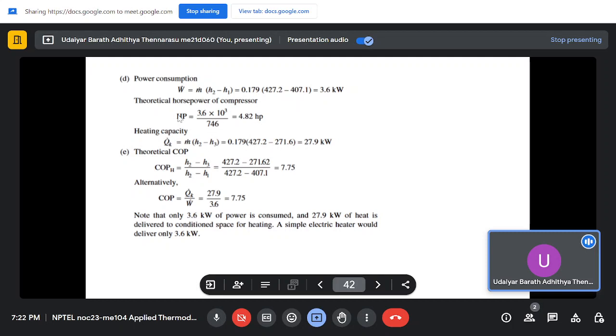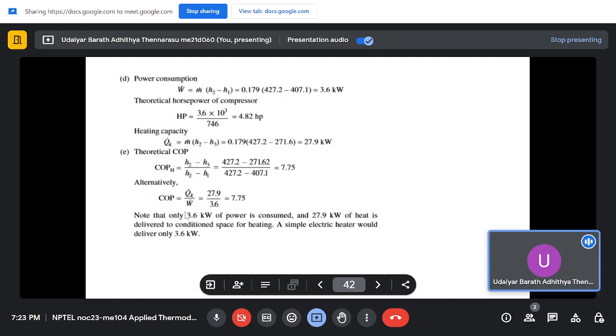Now the heating capacity is m dot into H2 minus H3, which is rejected in the condenser. So that will come out to be 27.9 kilowatt. So the theoretical COP in this case will be the heat rejected in the condenser divided by the work supplied, so H2 minus H3 by H2 minus H1, which will come out to be 7.75. Alternately we can find it using the values which we have calculated, and it will come out to be the same.